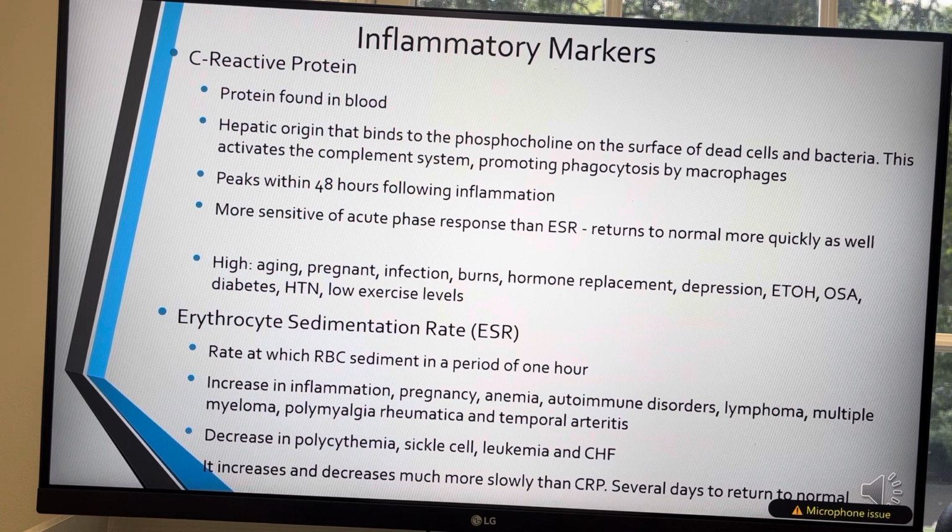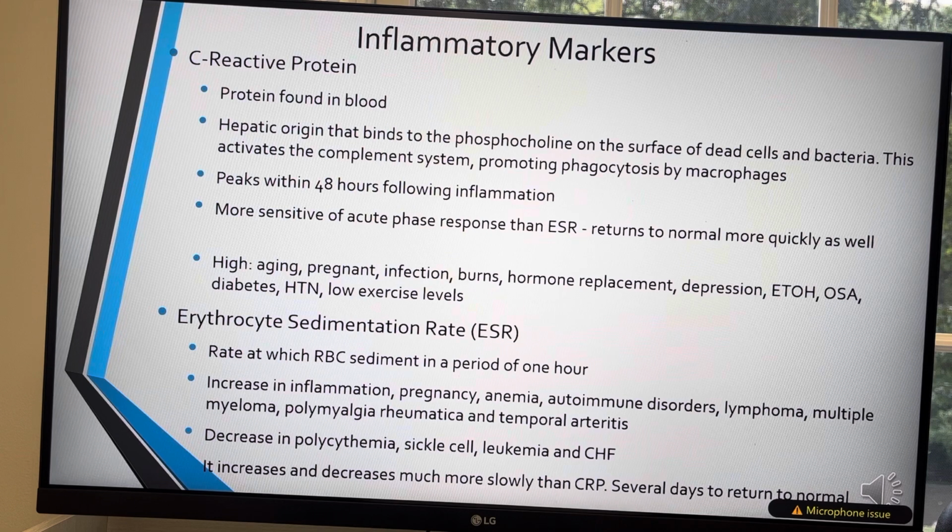ESR, erythrocyte sedimentation rate, it's the rate at which the red blood cell sinks to the bottom of the vertical tube. So ESR will be measured in millimeters per hour. How quickly are these red blood cells sinking to the bottom of the test tube? When an inflammatory process is present, the high proportion of fibrinogen causes red blood cells to stick together, and they sink faster then because they're heavier.